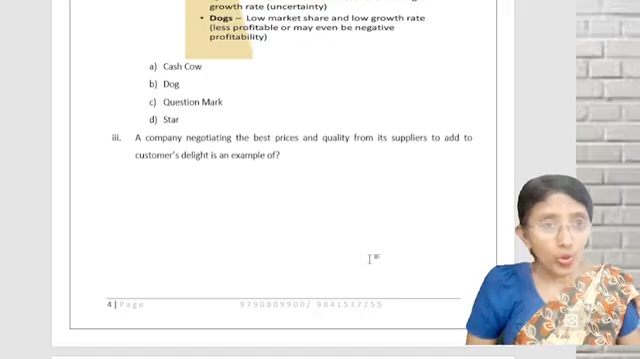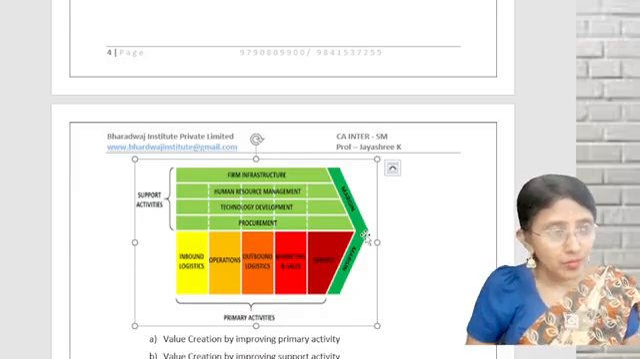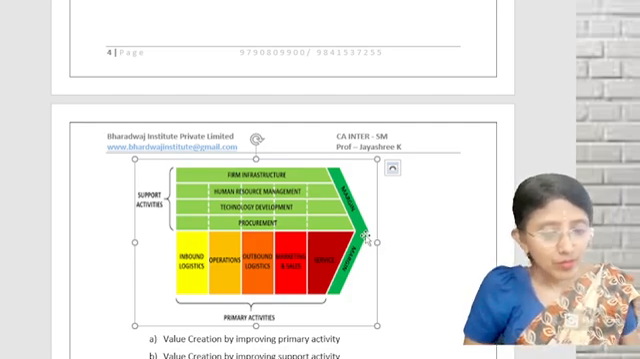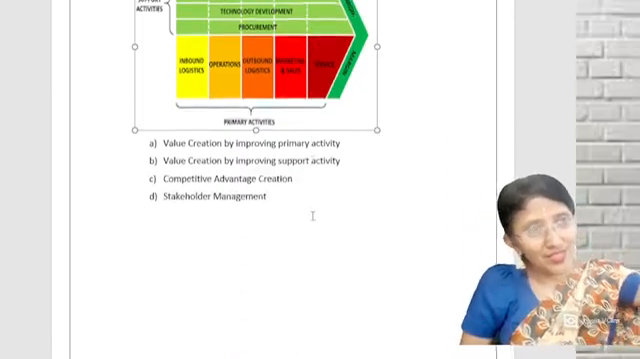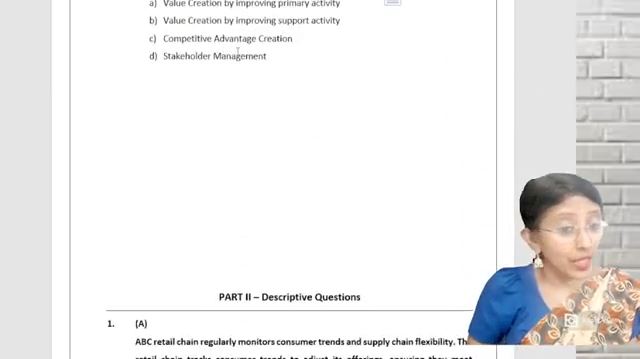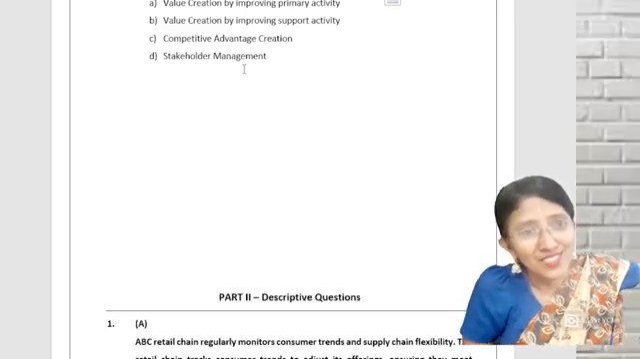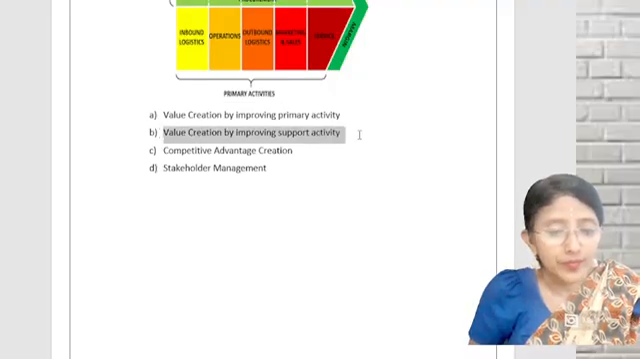A company negotiating the best prices and quality from the suppliers. Option fantastic, because it comes under procurement, isn't it? They have to negotiate and get it from the suppliers. That is the answer. The stakeholder option would come under a different framework. That's why I asked you what framework. That preceding question itself I asked you. Okay. So this is the second one.